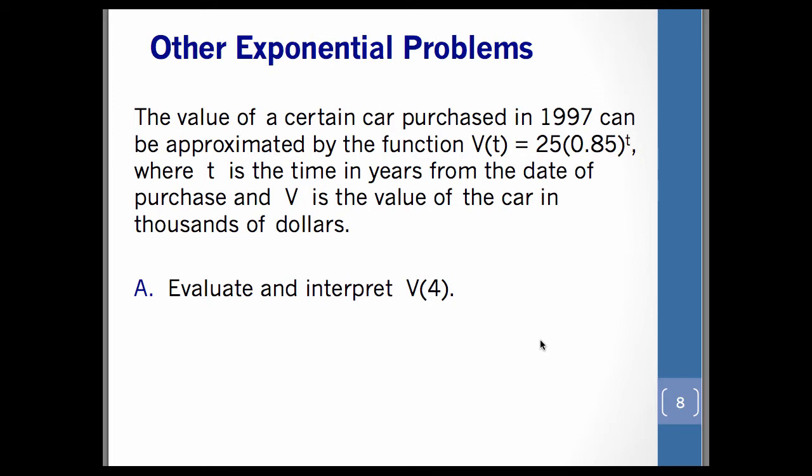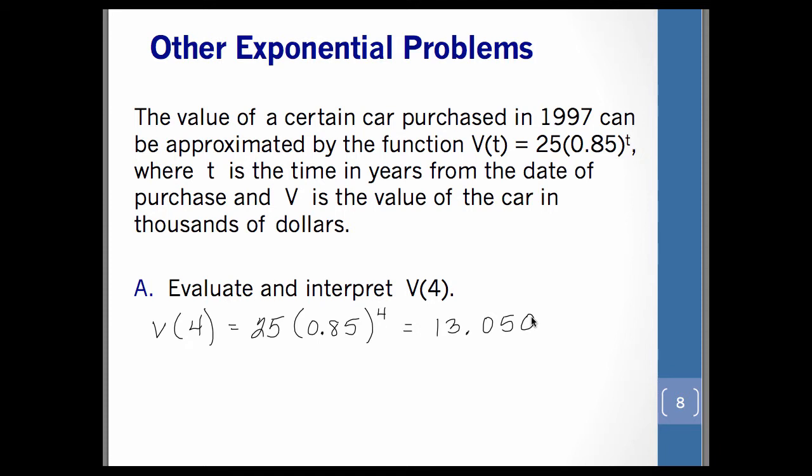So the first thing we're asked to do is simply to evaluate and interpret v of 4. So if we want v of 4, we can simply do that on our calculator. So I'll give you a second to do that. When you go ahead and do that, you should come out with about 13.050. So that's what v of 4 is equal to.